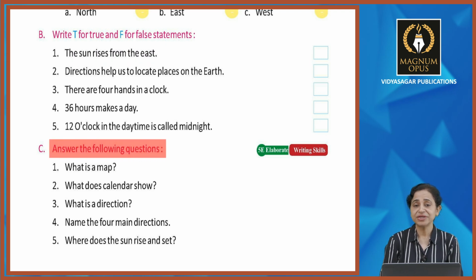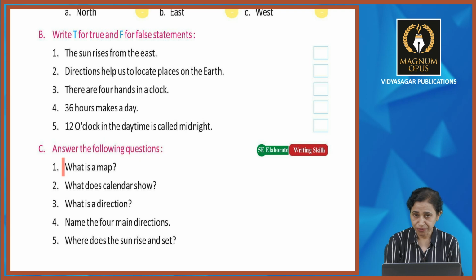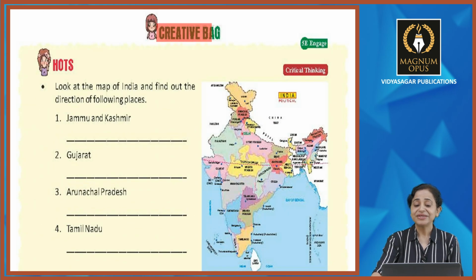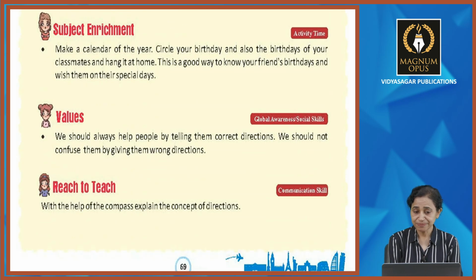Answer the following questions. Bachcha, these questions are given. Write the answers in your notebook. What is a map? What does calendar show? All these are given in your chapter. Please write the answer by taking the help of your chapter. Right. Creative corner. Look at the map of India and find out the direction of the following places.